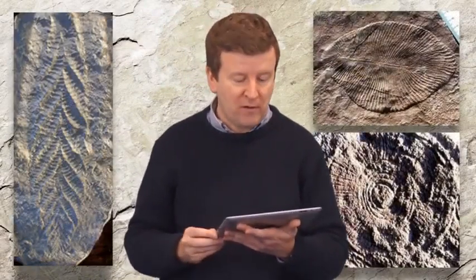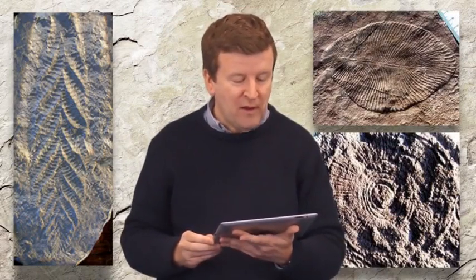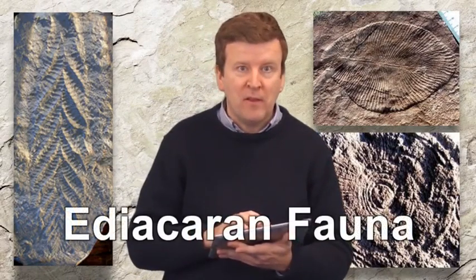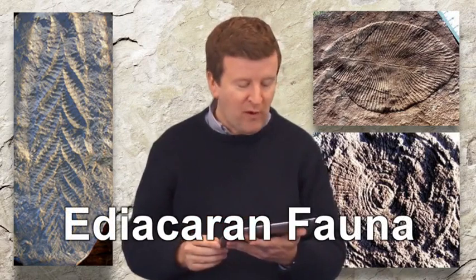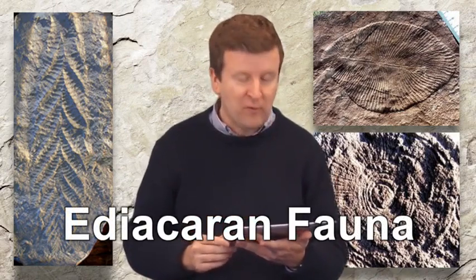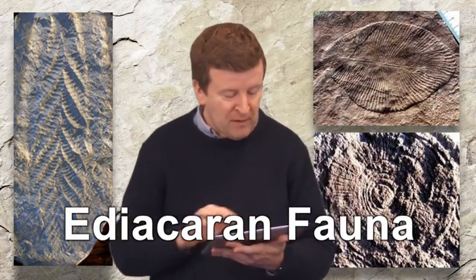And then between 585 million years ago and 542 million years ago, fossils begin to appear in the rock record that suggest early multicellular organisms. What is the earliest evidence for these multicellular organisms? Well, some of the first records of multicellular creatures are found in the Ediacaran fauna. These are fossils preserved in rocks between 585 and 542 million years ago.